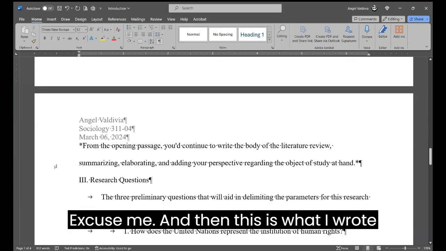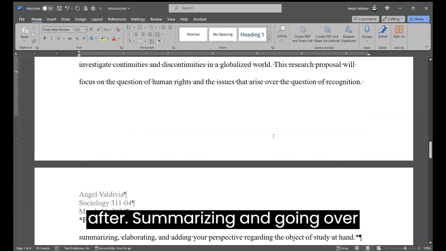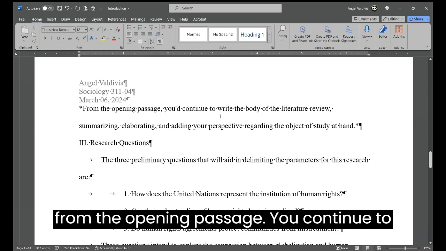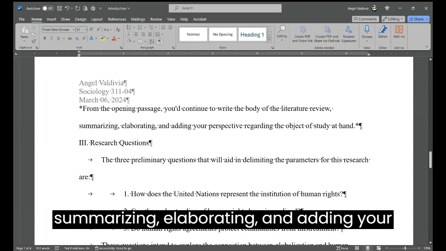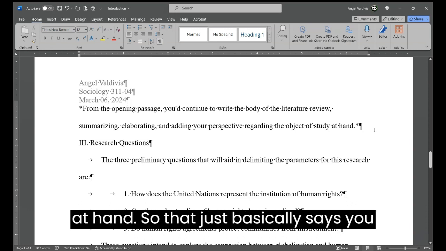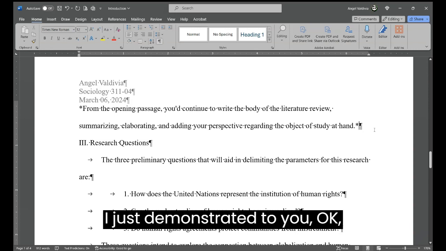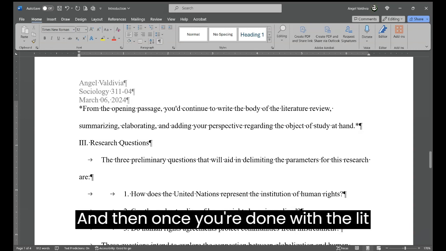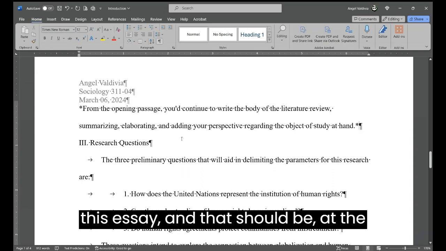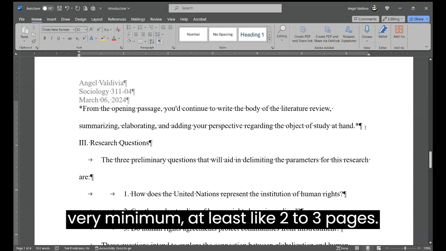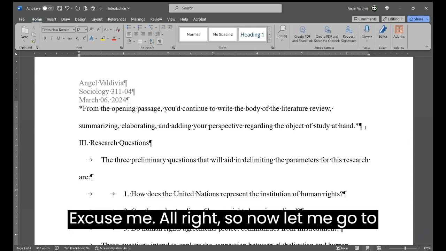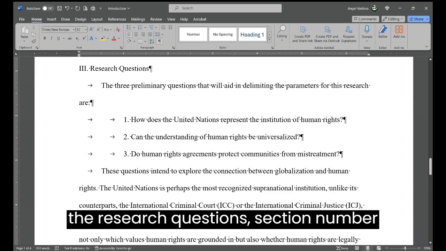And then this is what I wrote after summarizing and going over Robinson's article. I wrote this note. From the opening passage, you continue to write the body of the literature review, summarizing, elaborating, and adding your perspective regarding the object of study at hand. So that just basically says you just continue with that same process that I just demonstrated to you. Okay. And then once you're done with the lit review, which will be the biggest part of this essay, and that should be at the very minimum, at least like 2 to 3 pages or so. All right, so now let me go to the research questions section.